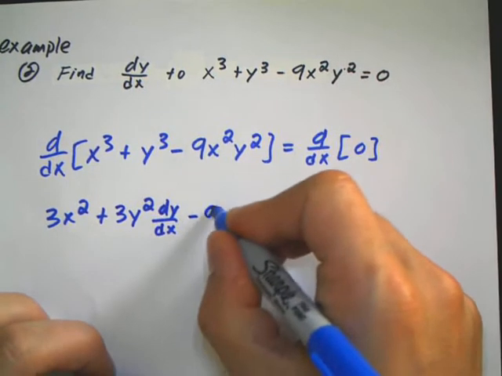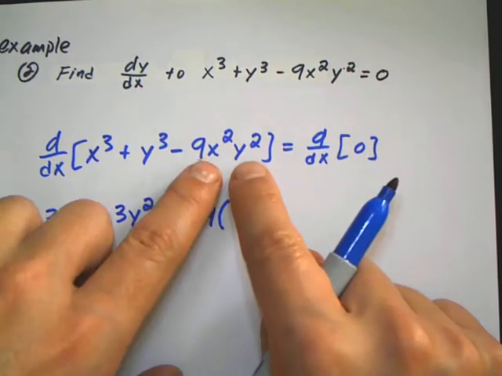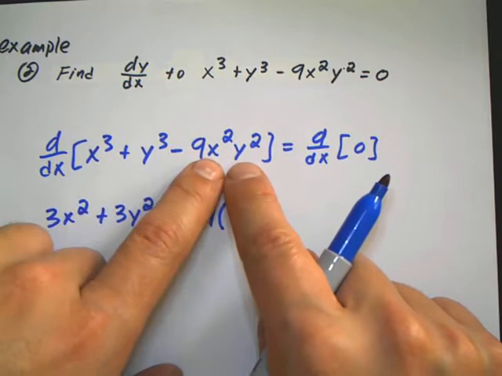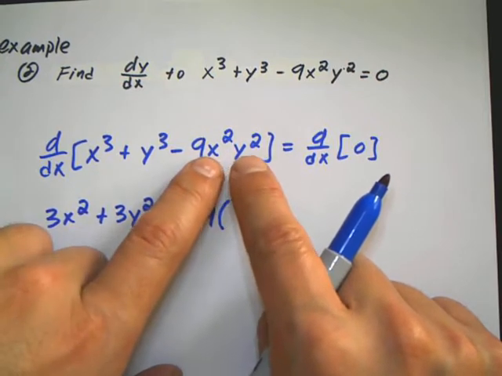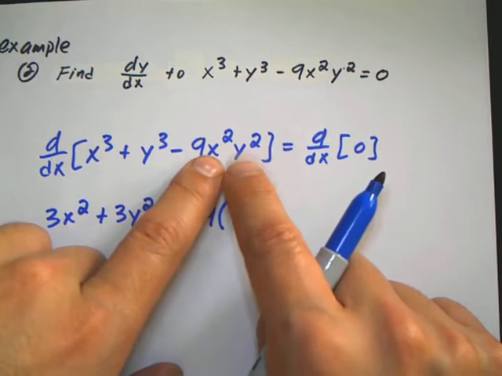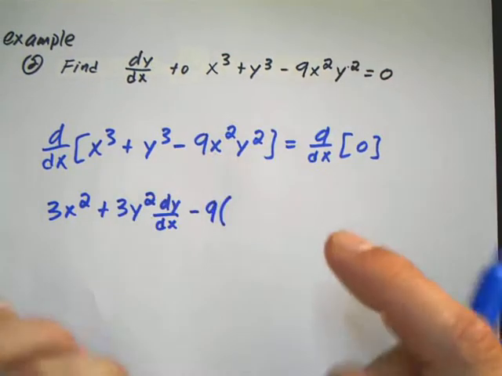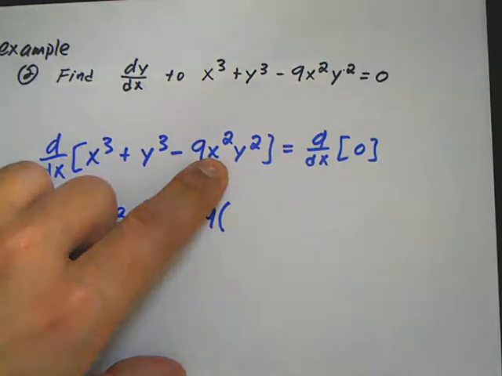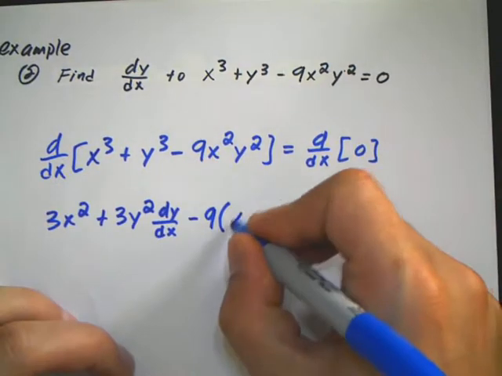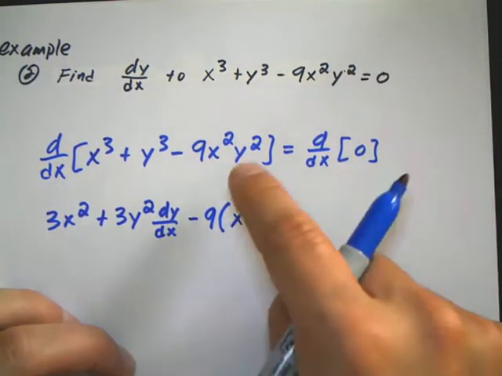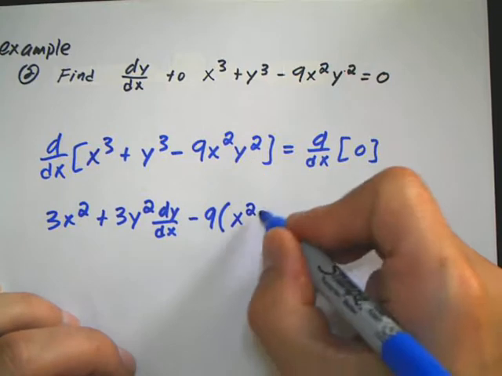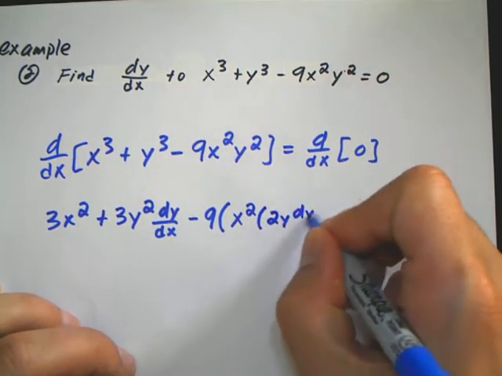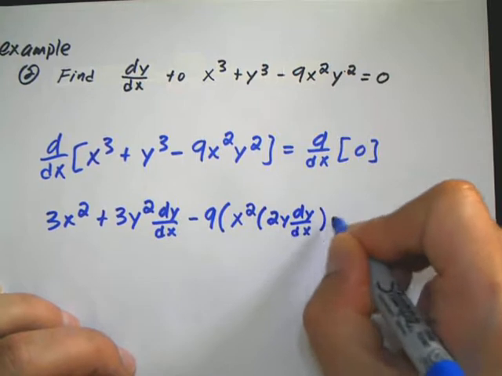minus 9. Now when I'm multiplying x squared and y squared, this is going to require the product rule. So I'm multiplying this times this. The product rule says keep x squared the same, so it's going to be x squared. This requires the derivative with respect to x. This is going to be 2y dy dx, and it's going to be a plus.